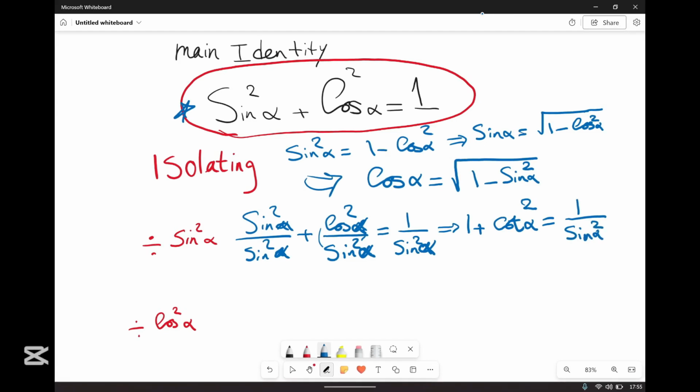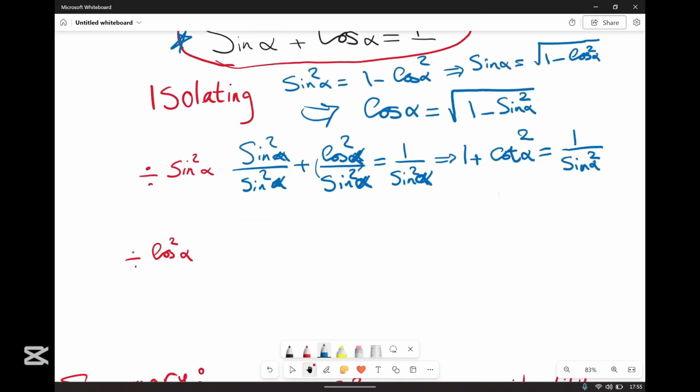Does anybody know what 1 divided by the sine is? We have a ratio for this. If you know, please tell me in the comments.